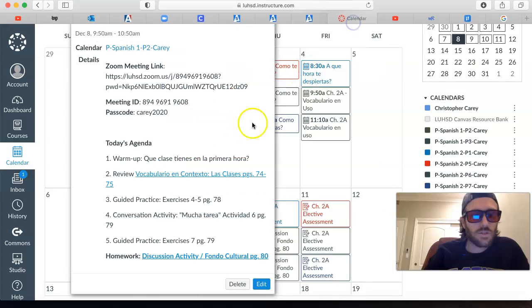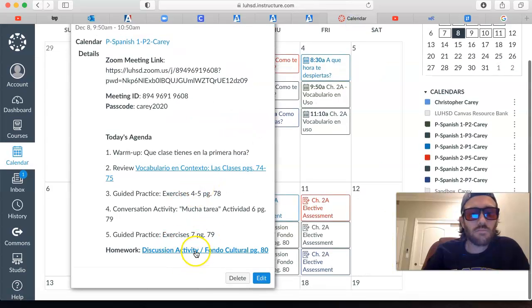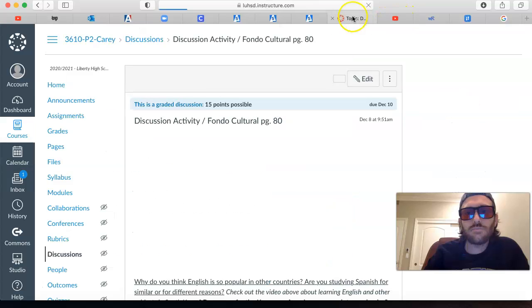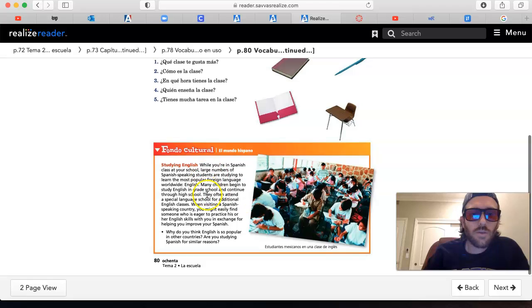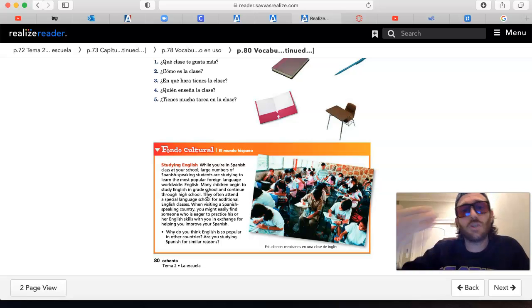And then your homework for tonight is the discussion activity on page 80, the Fondo Cultural. So if you read here, it talks about how popular studying English is in Spanish-speaking countries, but really all throughout the world. How many children begin studying English in grade school, in early elementary, and they'll continue all throughout until the end of high school. They'll attend special language schools in addition to the English classes they take in regular school.